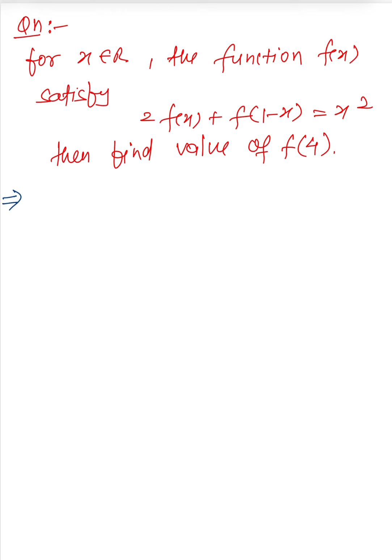How to solve this question? This is a simple example of a functional equation. We have the functional equation 2f(x) plus f of 1 minus x equal to x square. Functional equation is an equation which involves an unknown function. We don't know the function. We need to find the function first. So how to find this function?